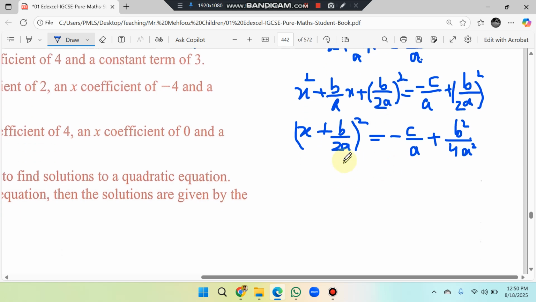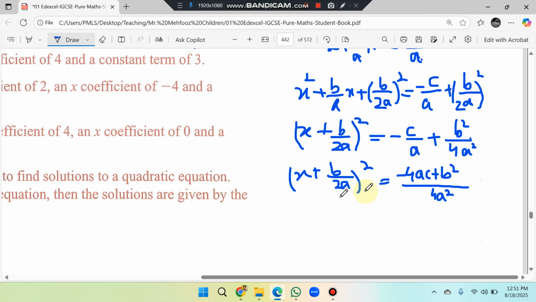No. So on the right hand side, we can take the LCM. It will becomes x plus b over 2a whole square, and the LCM will be 4a square, and this will becomes minus 4ac plus b square. Any problem?